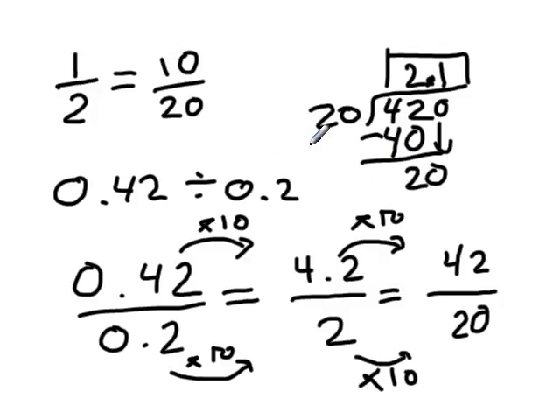Okay, so really what you're doing there is getting rid of your decimal points. And what we'll learn is you don't absolutely have to get rid of them from the dividend, but you do from the divisor. So let's take a look at that in the next tutorial.